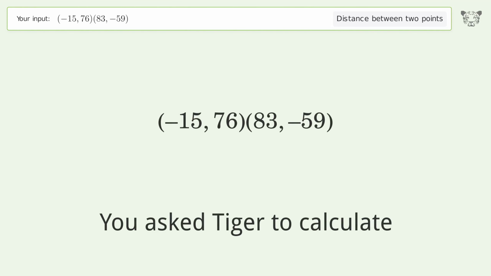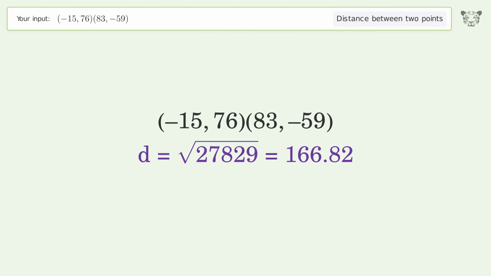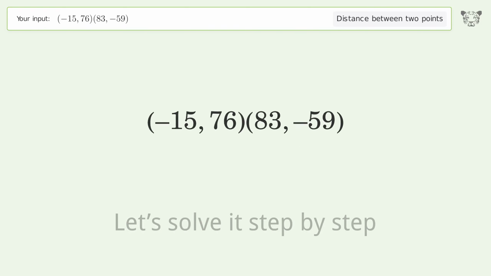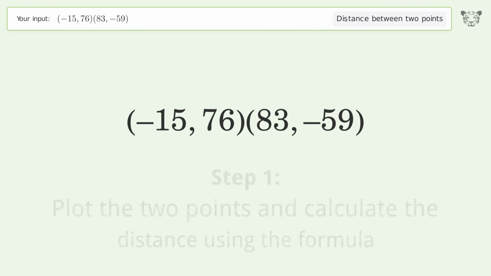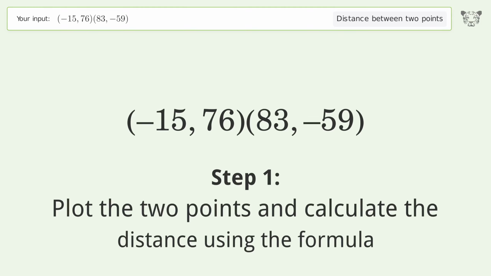You ask Tiger to calculate. This deals with the distance between 2 points. The distance between the 2 points is the square root of 27,829, or 166.82. Let's solve it step by step. Plot the 2 points and calculate the distance using the formula.